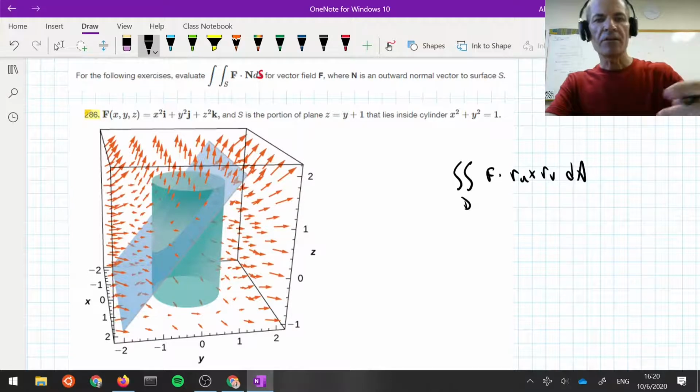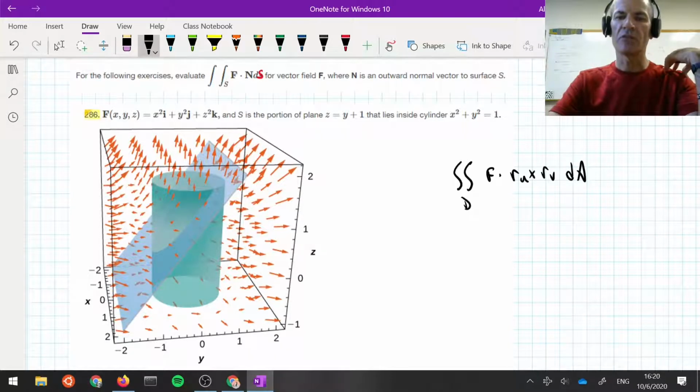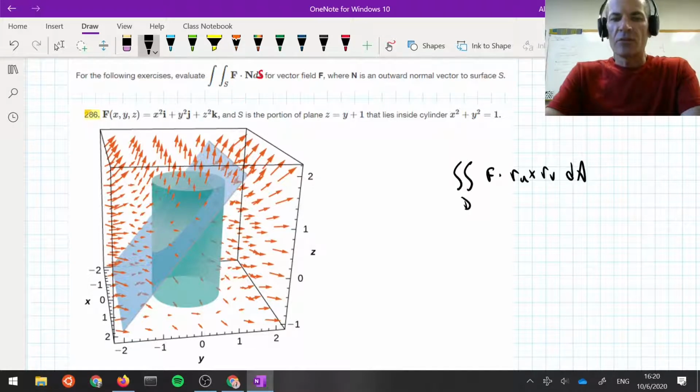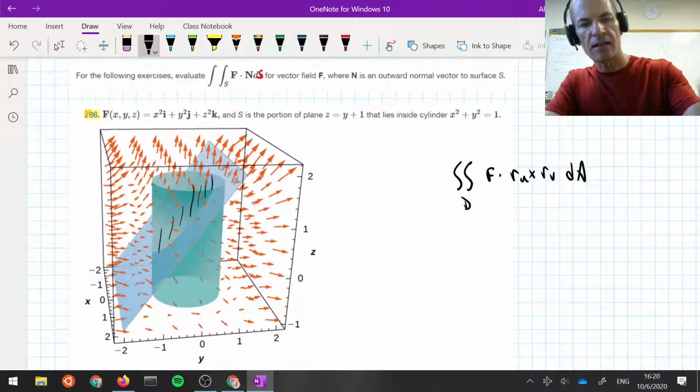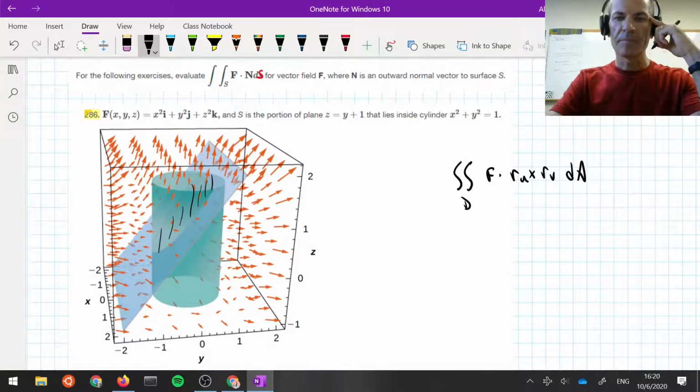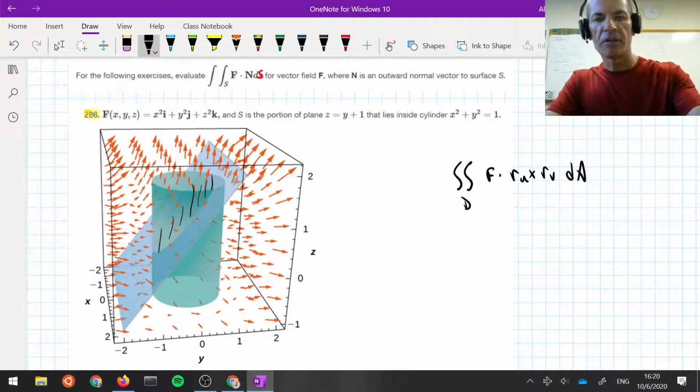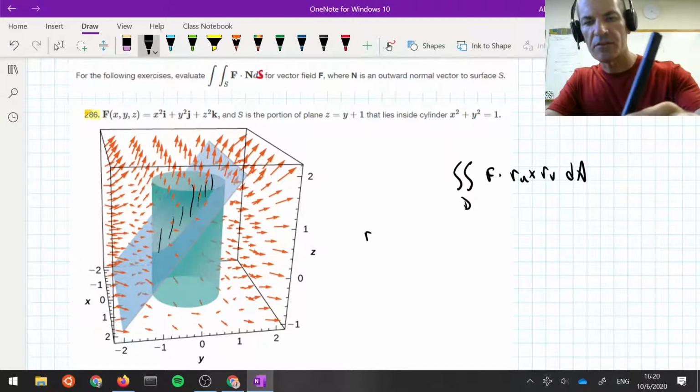All right, so S is the portion of the plane z equals y plus 1 that lies inside the cylinder x squared plus y squared equals 1. This feels like a job for cylindrical coordinates. I want to describe this part of the plane inside the cylinder, and I'm just going to parameterize.